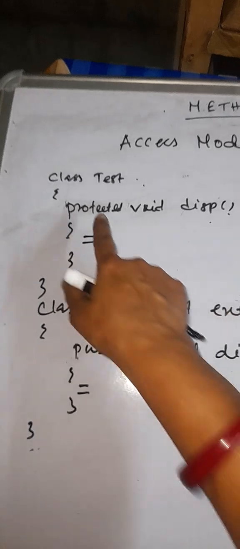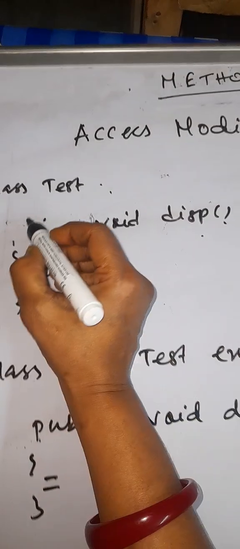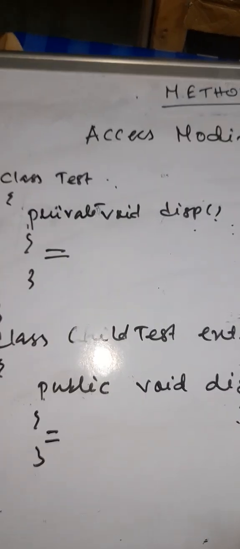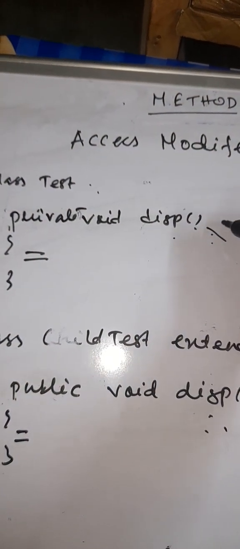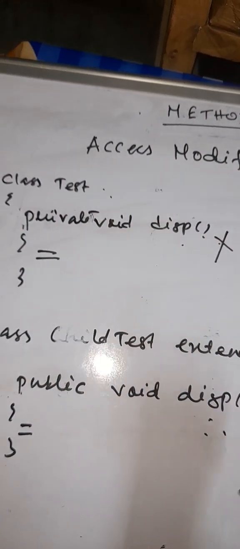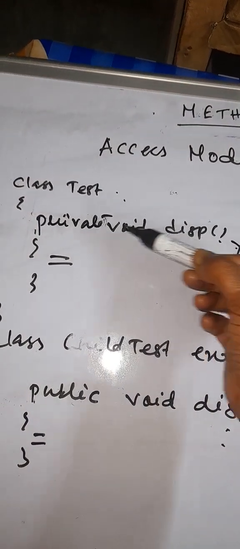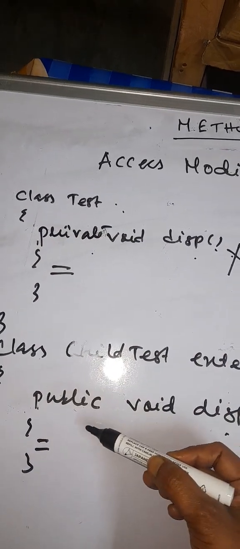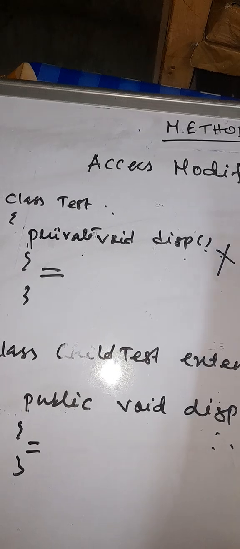This one is possible. But if this one is private, you can't make it public. Why? Already we know that a private method can't be overridden. So this one is also not possible, and the access modifier which you mention in the child class should be more permissible. Private is already a restriction. You can't make it public. Clear?